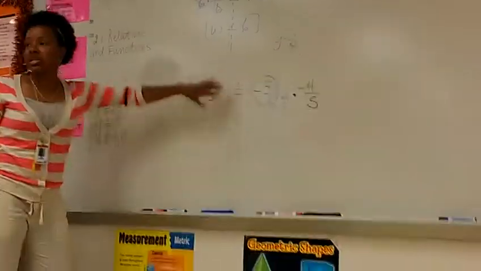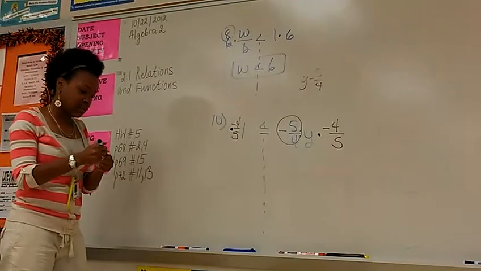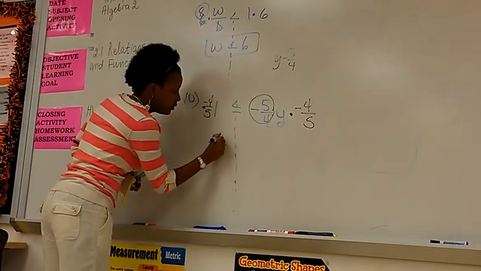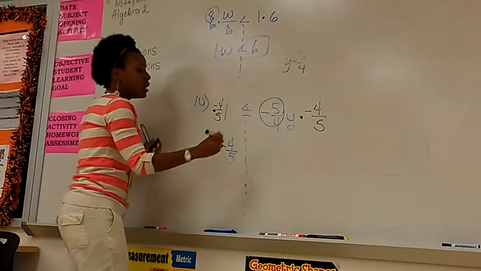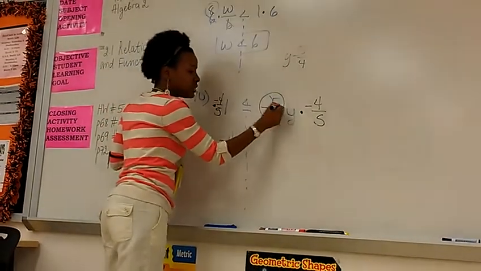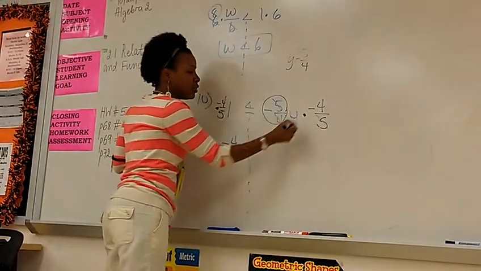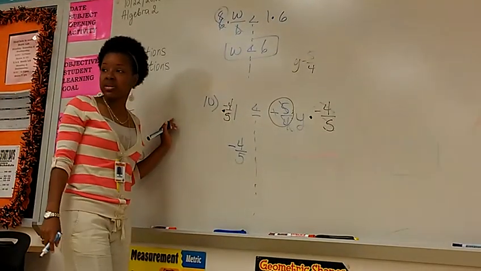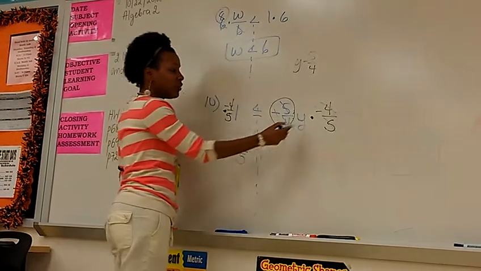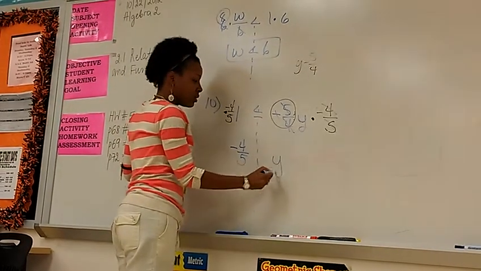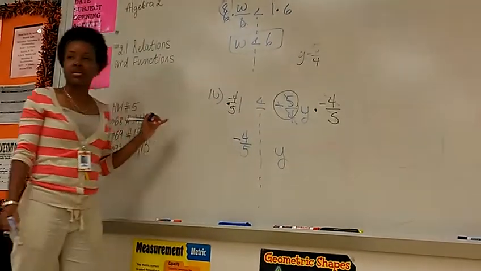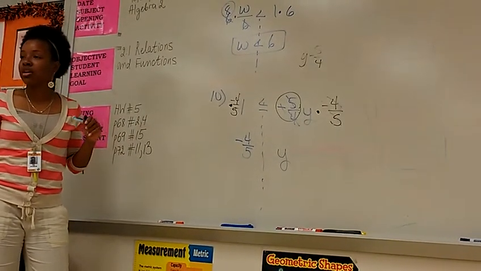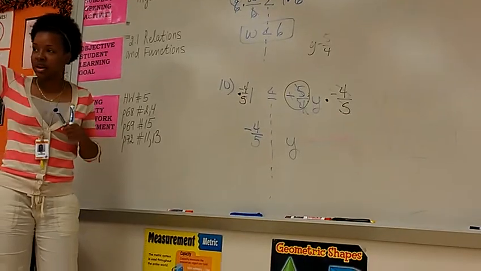Now, this side is easy. What's negative 4/5 times 1? Very good. Negative 4/5. What happens over here? The 5s cancel. The 4s cancel. The negatives cancel. Negative times negative is positive. So all you're left with? Y. How will you grab that? We good so far? Good so far?